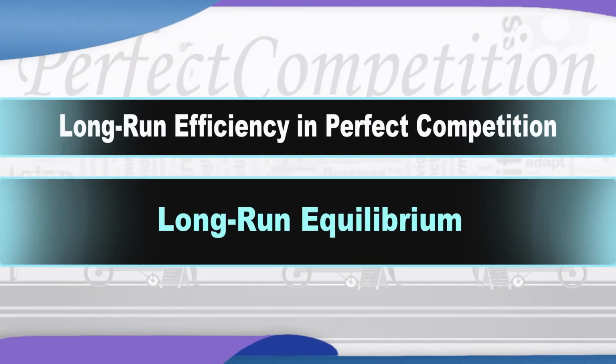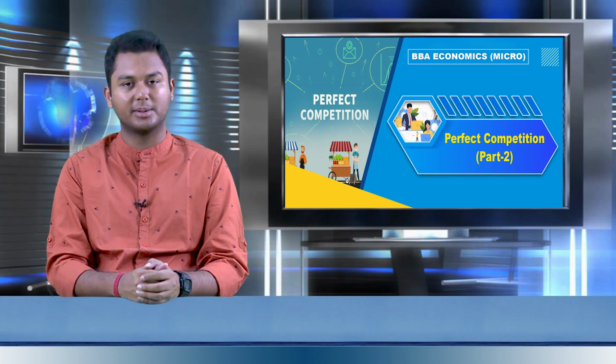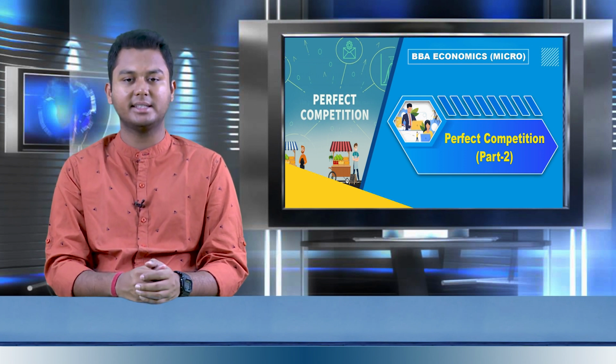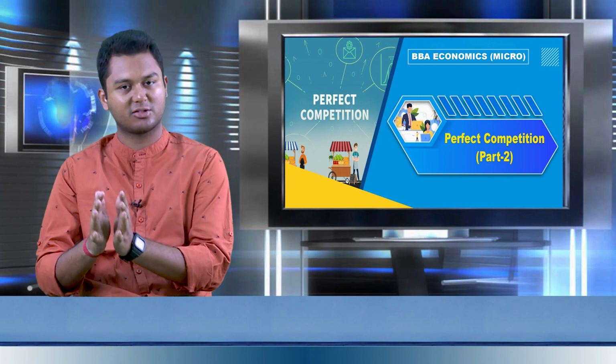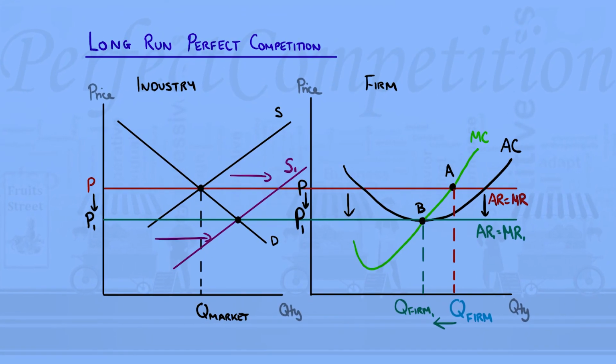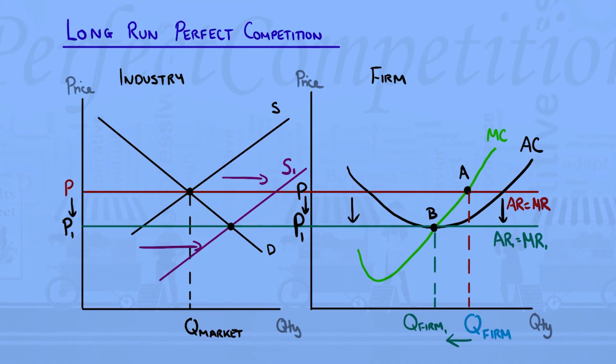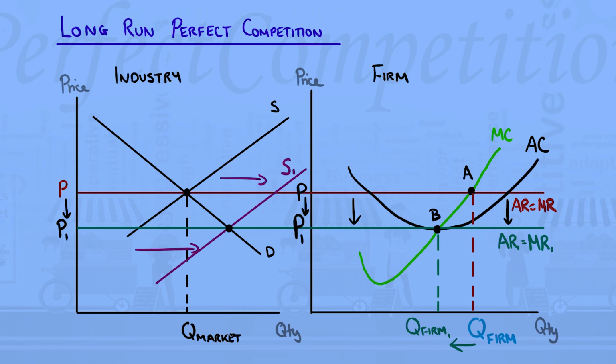Let us now look at long run efficiency in perfect competition. If we talk about long run equilibrium, then the entry and exit of firms in a perfectly competitive market drive economic profits to zero in the long run. At long run equilibrium, firms produce at the point where price equals both marginal cost and average cost.